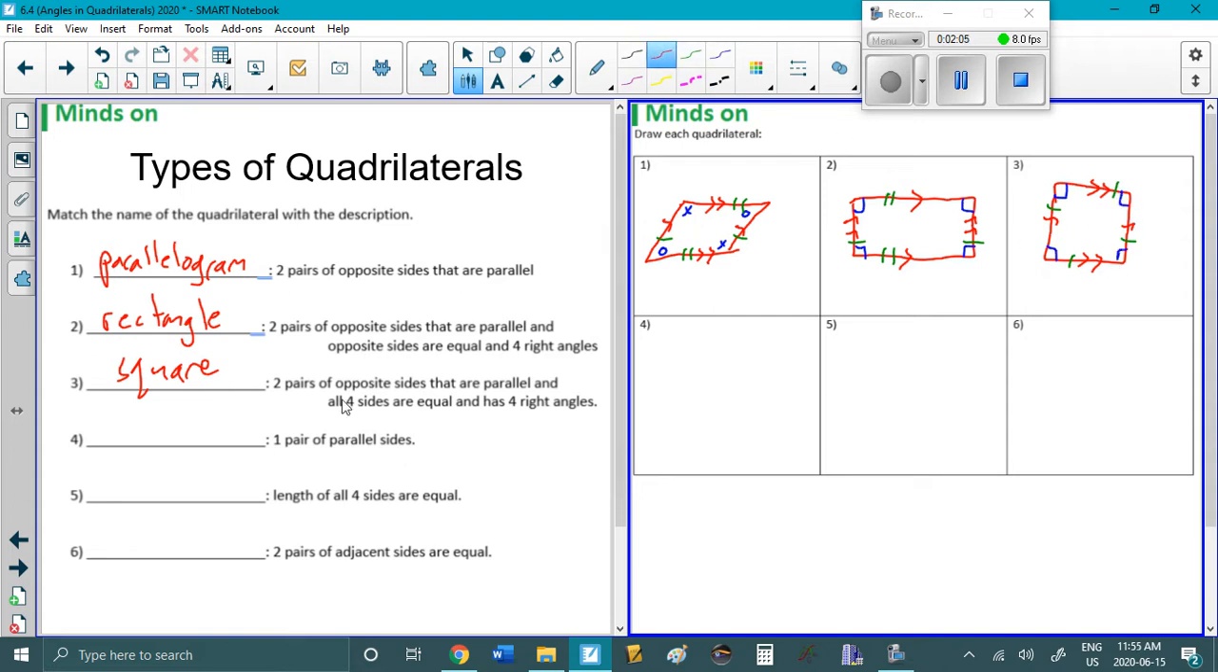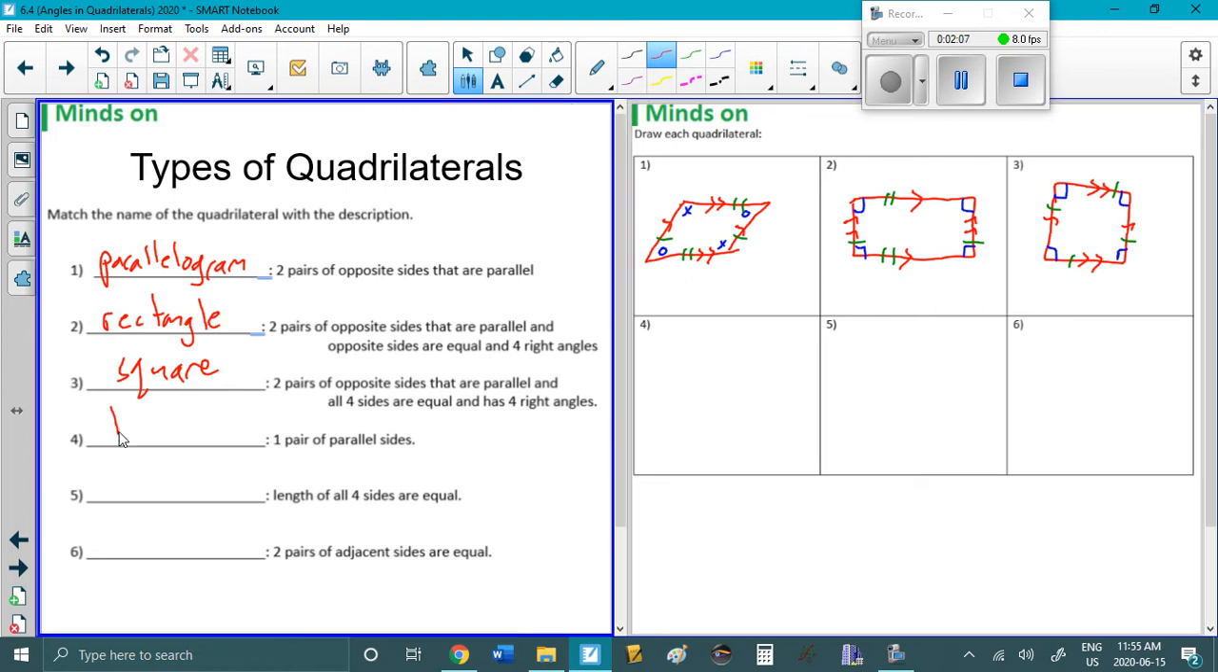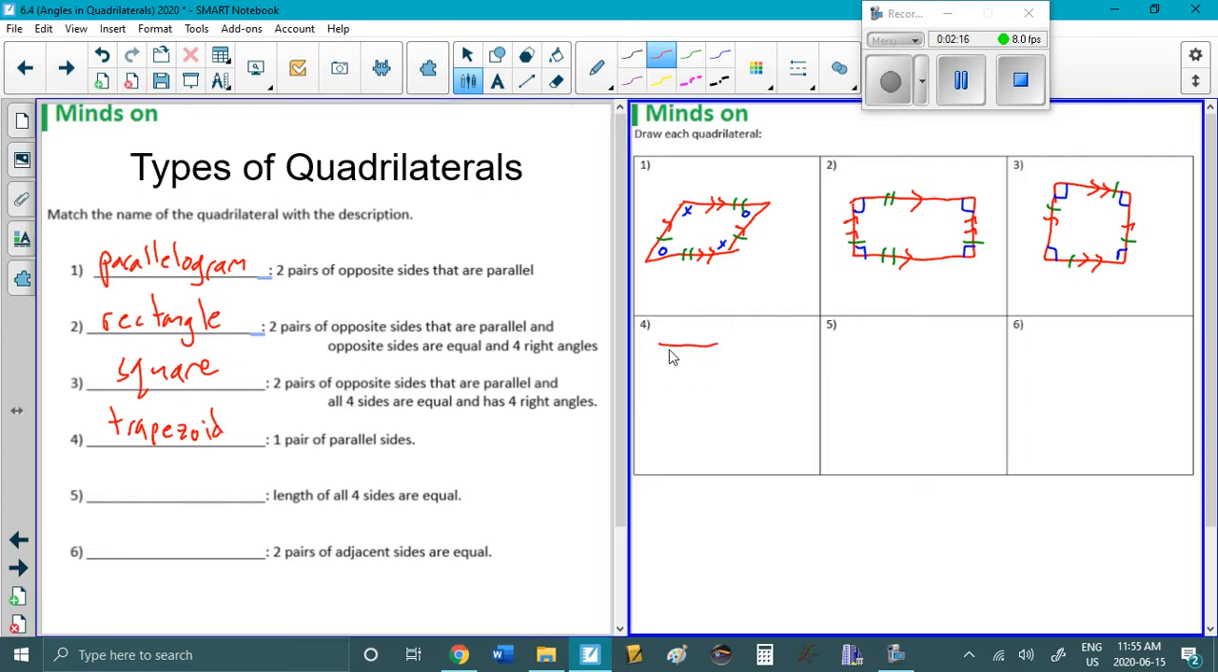Okay, next one. One pair of parallel sides. That is a trapezoid. In a trapezoid, that could look like this. It could look like this. It could look all sorts of different ways. Sometimes there's 90s, and sometimes there's not. All that matters in a trapezoid is that these sides are parallel.